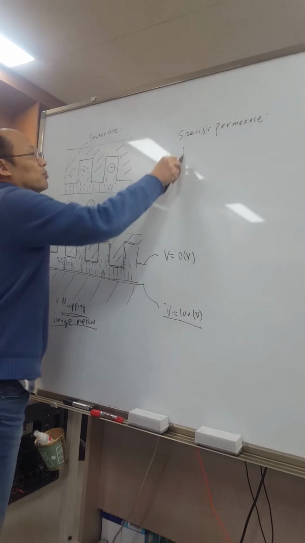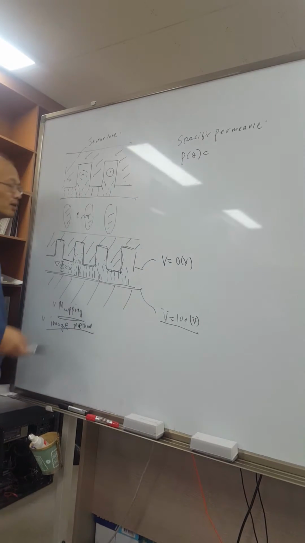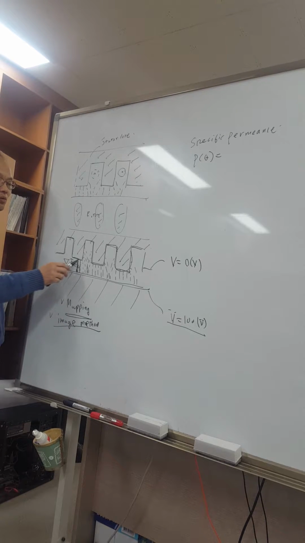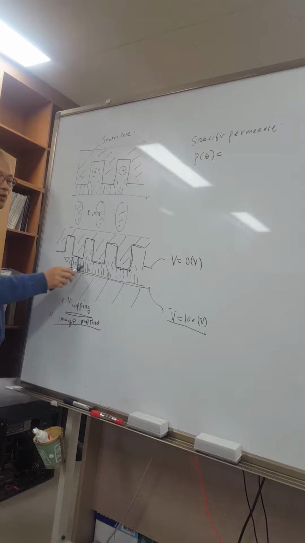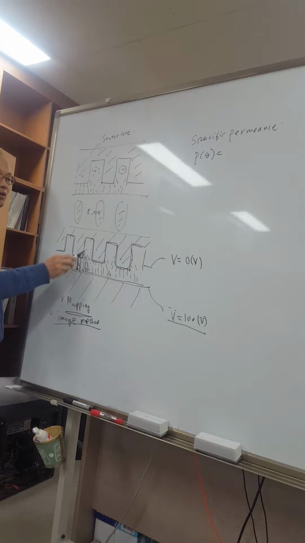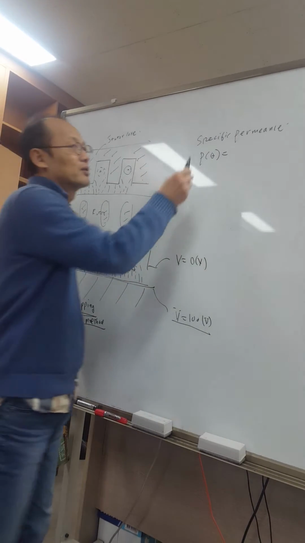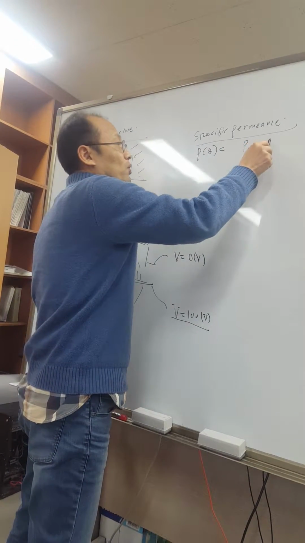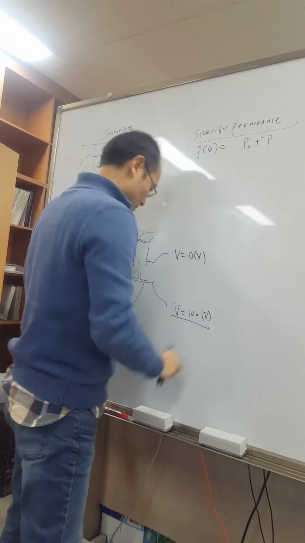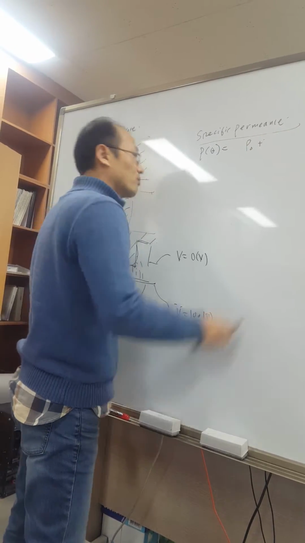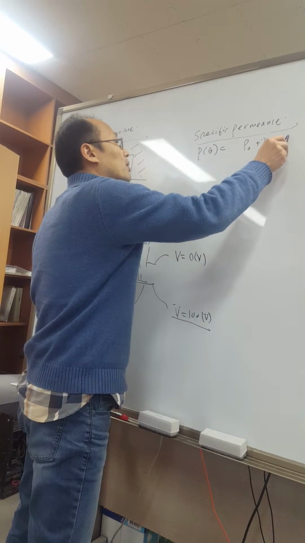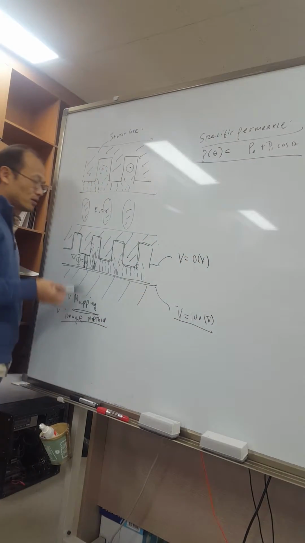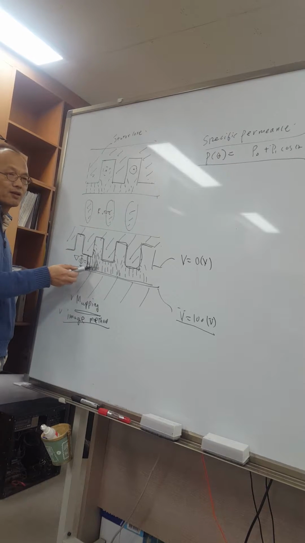It is a function of P of theta, which is actually just the path length. How long is this path, how long is this path, how long. It is the definition of specific permeance actually. So P0 plus or minus P1 cosine something, approximately. And this function shows the length of the flux path, just the length.